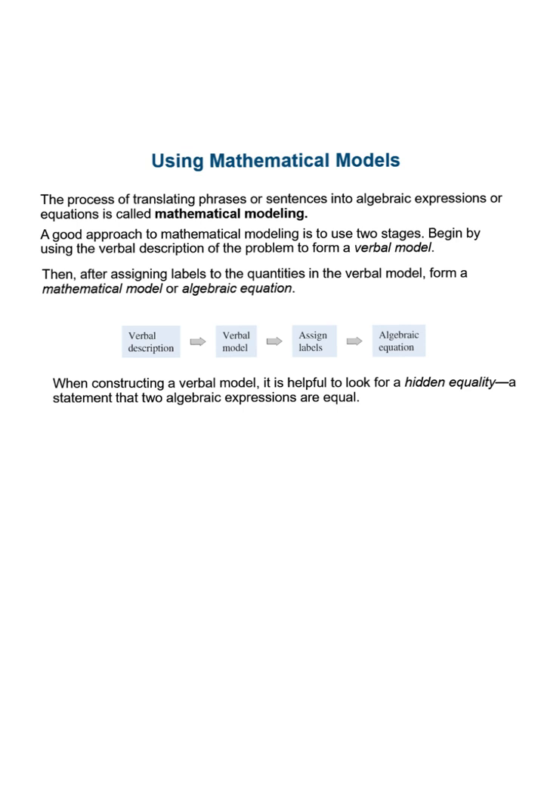Using mathematical models, the process of translating phrases or sentences into algebraic expressions or equations is called mathematical modeling. A good approach to mathematical modeling is to use two stages. Begin by using the verbal description of the problem to form a verbal model. Then, after assigning labels to the quantities in the verbal model, form a mathematical model or algebraic equation. When constructing a verbal model, it is helpful to look for a hidden equality, a statement that two algebraic expressions are equal. So this is just a strategy on how to do these problems.